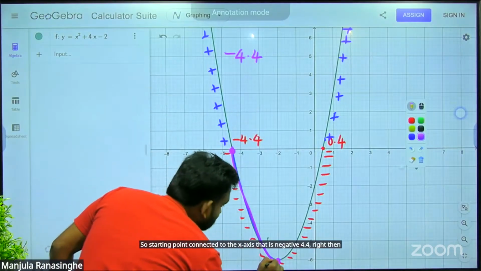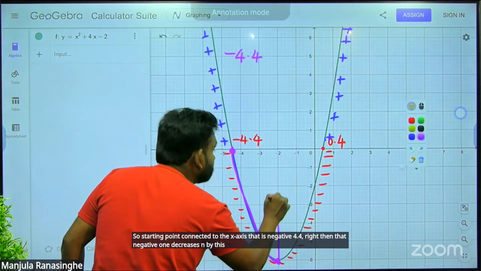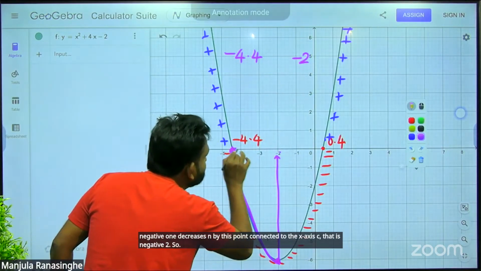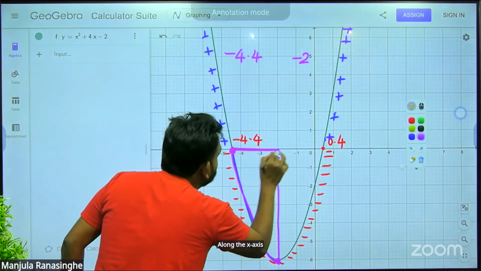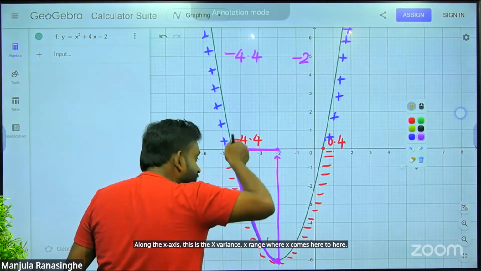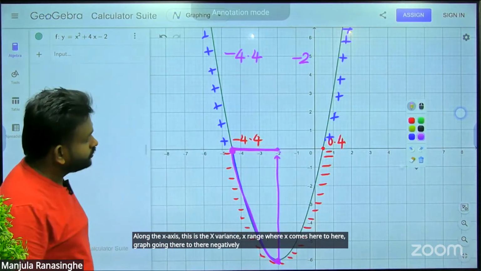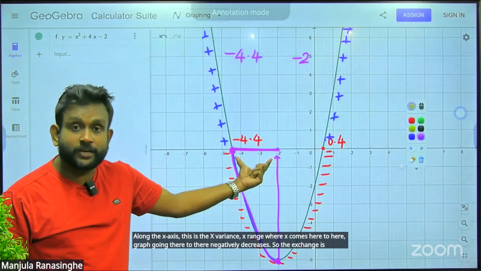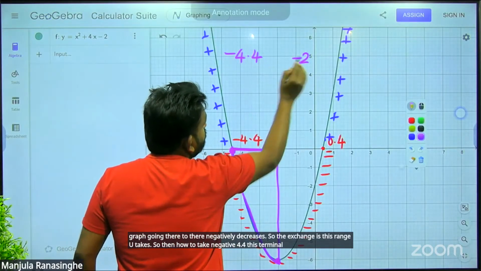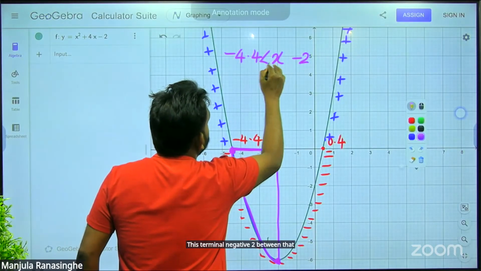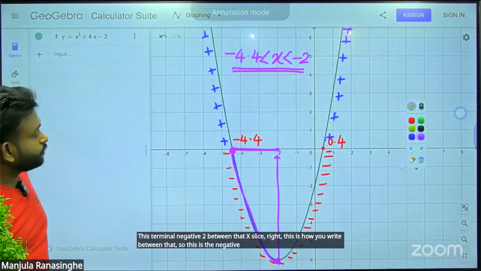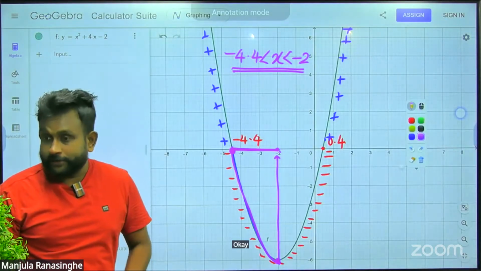Then where the negative and decreasing part ends, connecting that point to the x-axis, you see that is negative 2. So the x variation happens along the x-axis. This is the x range where x goes from here to here, and the graph goes negatively decreasing. So x lies between negative 4.4 and negative 2. This is how you write it. So this is the negative decreasing part. Right, 2 marks there.